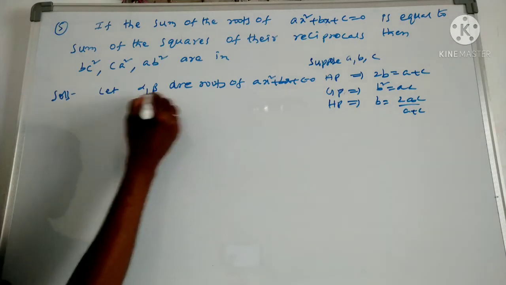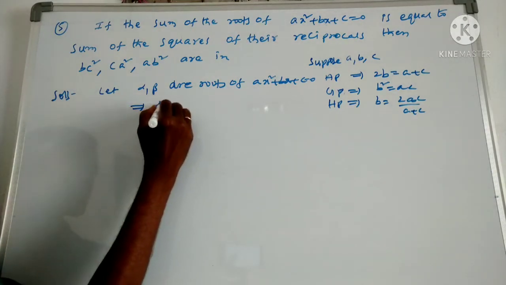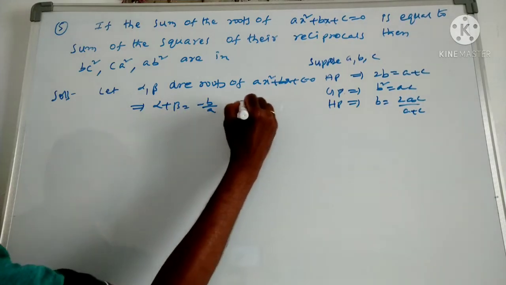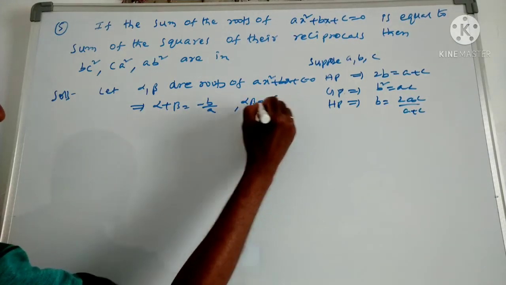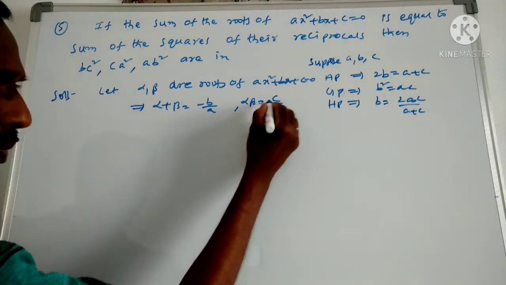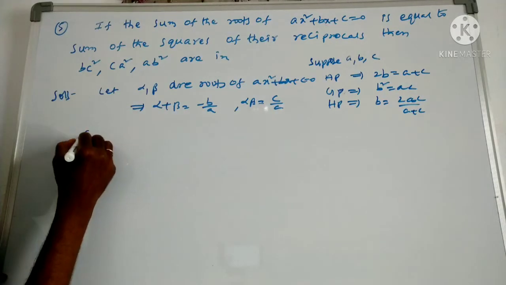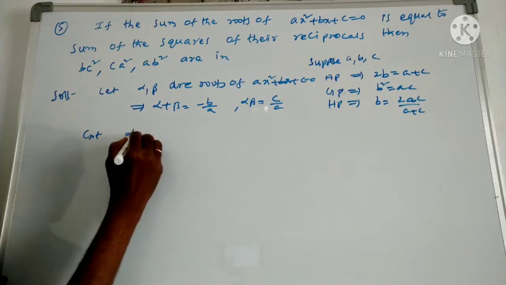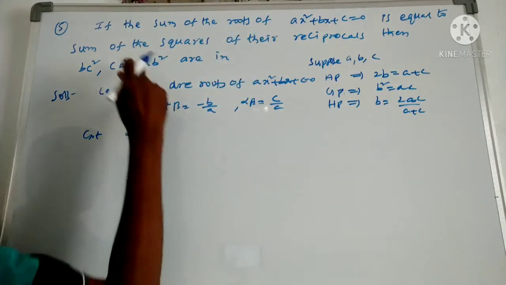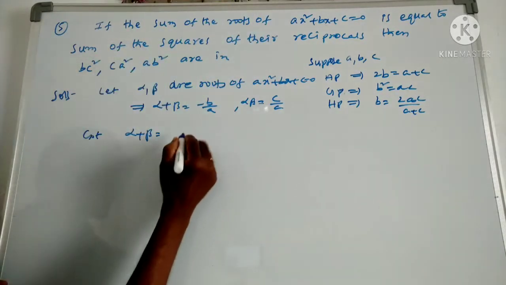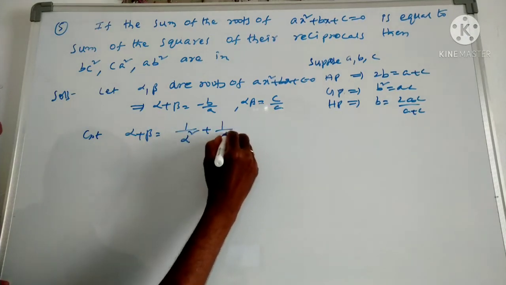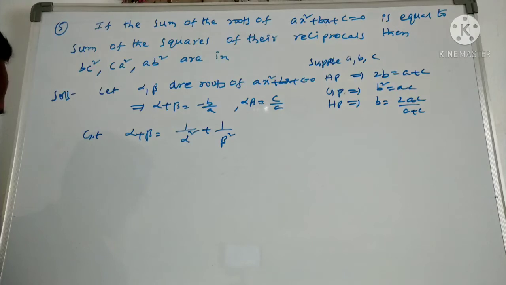Given that, we can write the sum of the roots equals minus b by a, and the product of the roots equals c by a. It is the formula directly. Now, what condition is given? The sum of the roots equals the sum of the squares of their reciprocals, meaning 1 by alpha square plus 1 by beta square. It is the given condition.